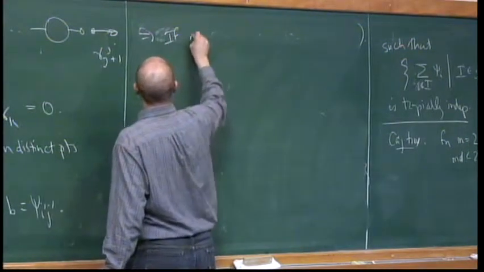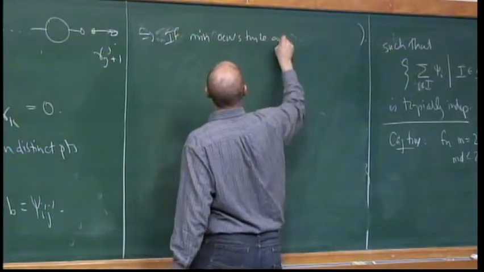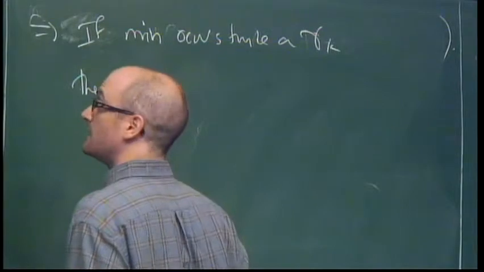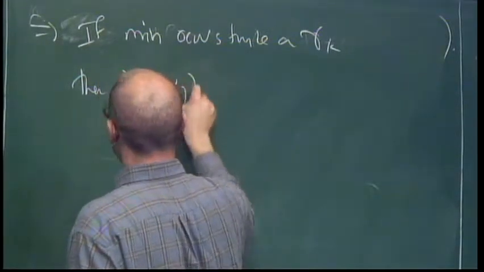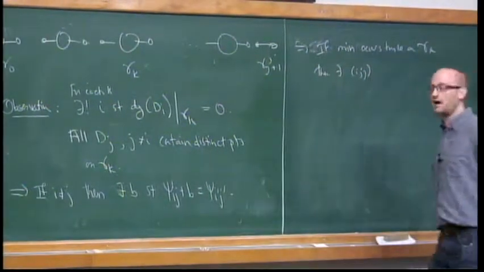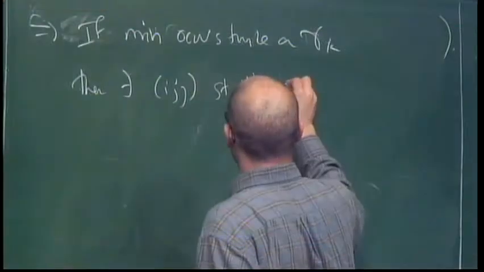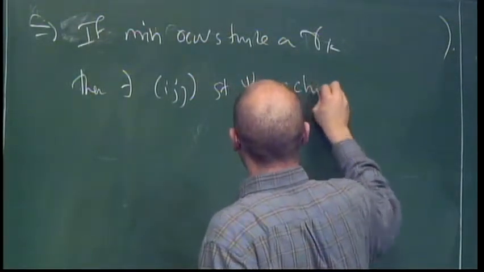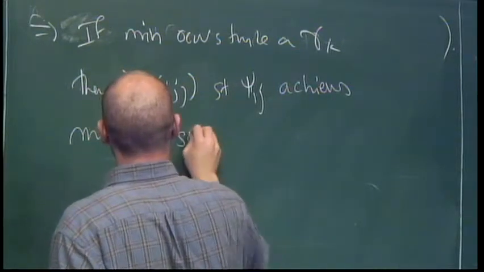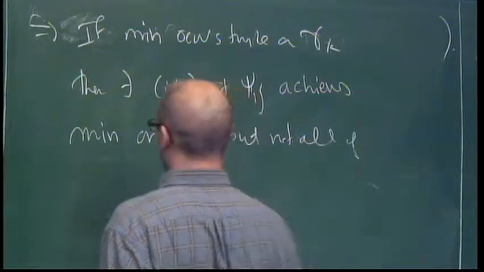So if the minimum occurs twice on the kth loop, then there exists ij, and we can actually make this happen on the loop, not on the bridges. So then there exists ij such that psi ij achieves the minimum on some, but not all, of the kth loop.